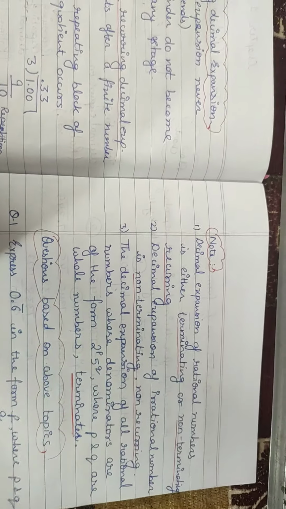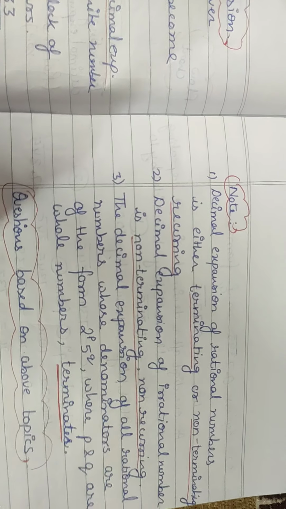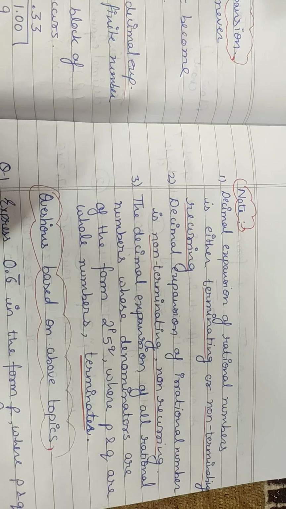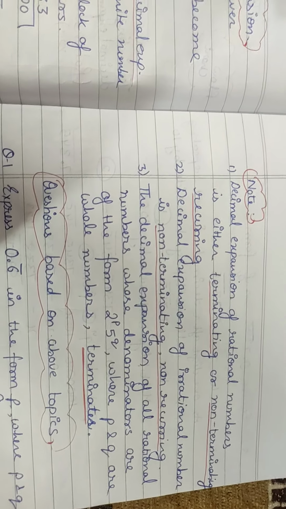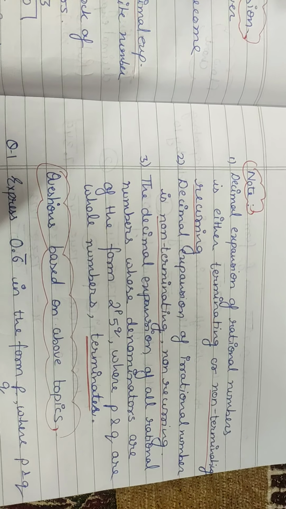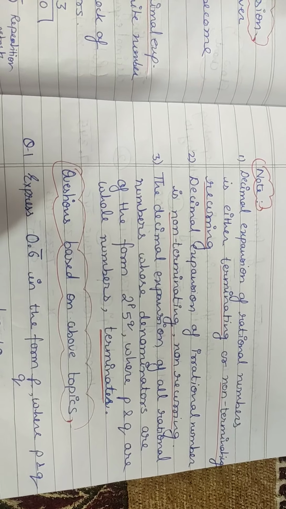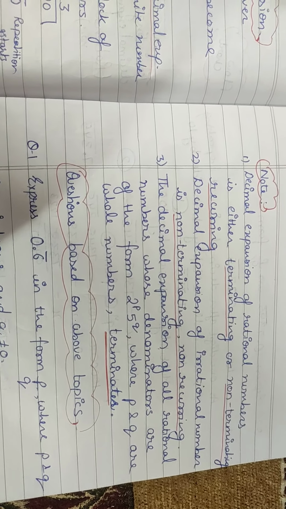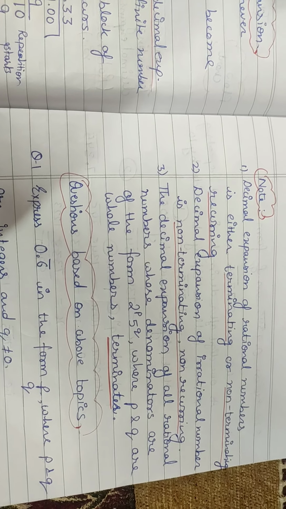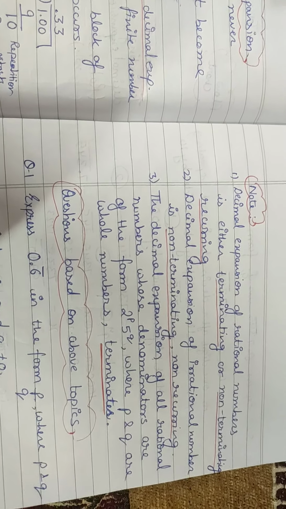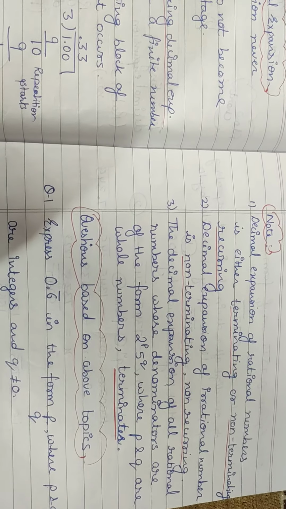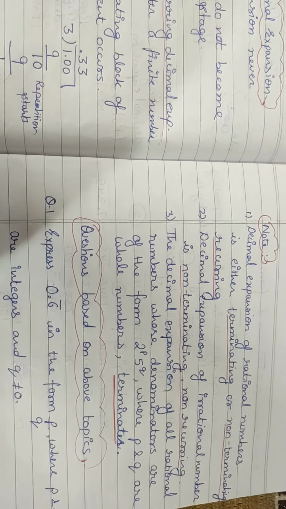So there are some note points which you have to remember. Very first is the decimal expansion of a rational number is either terminating or non-terminating recurring. Second point, the decimal expansion of an irrational number is non-terminating, non-recurring. Third, the decimal expansion of all rational numbers whose denominator is of the form 2 power p, 5 power q, where p and q are whole numbers, always terminates. This third point we can use without calculations, without showing long division, to find out whether the particular number is terminating or non-terminating.